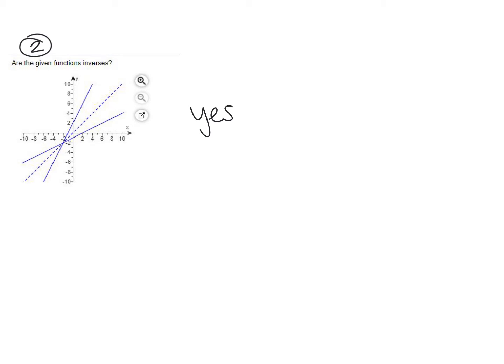And if I wanted to check a few ordered pairs, this ordered pair is 0, 2. And if I flip that, I'd be looking for 2, 0, which is right there. So yes, this shows inverses compared to the other one where it didn't. And you can always check ordered pairs to help. Are there any questions on the first 2?